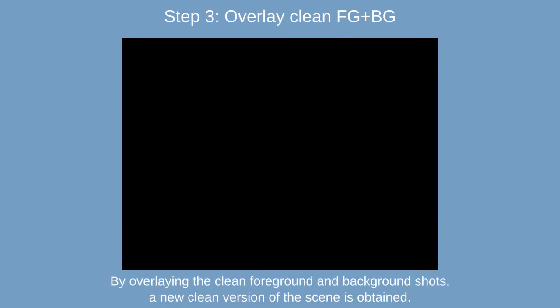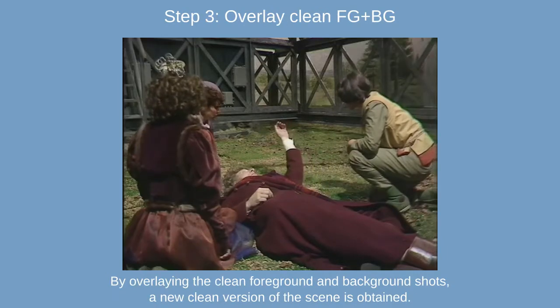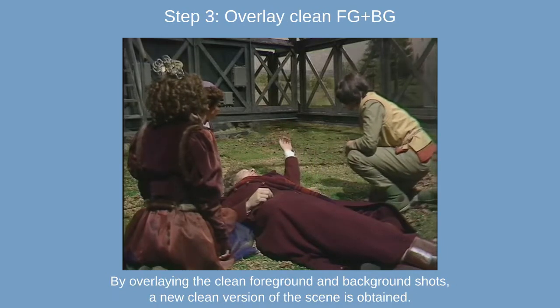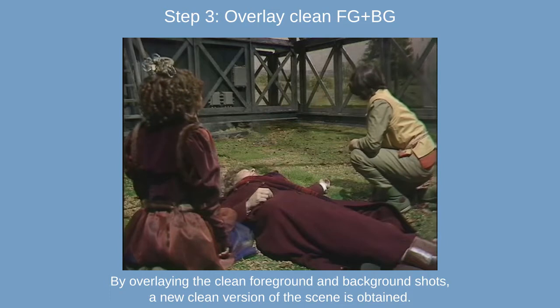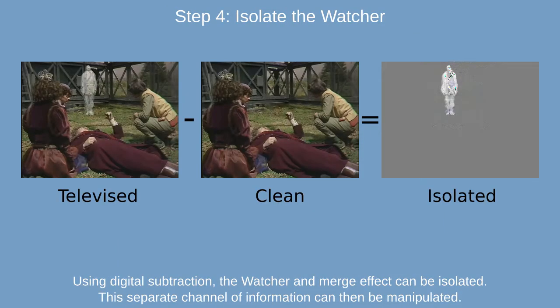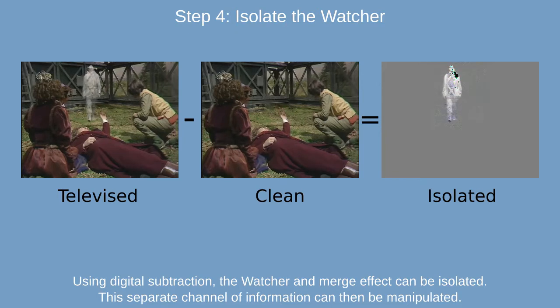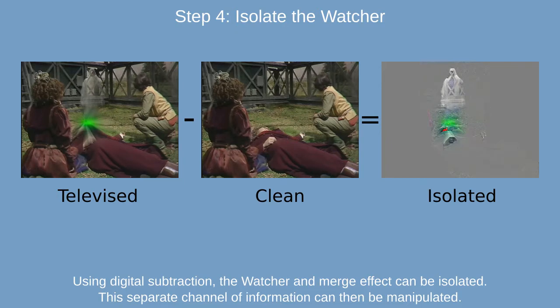green blur merge effect. And if we put all that together, you can see that we end up with a clean version of the scene without the Watcher or the merge effect. And this is the basis for what we're going to do next. We're going to take that clean version, we're going to subtract it from the televised version, and this produces an isolated channel which contains just the Watcher and the merge effect.